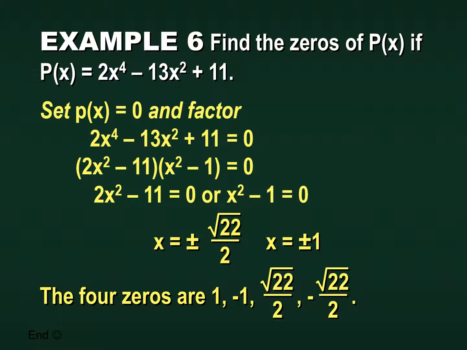So the four zeros are 1 and negative 1. We have the square root of 22 over 2 and negative square root of 22 over 2.